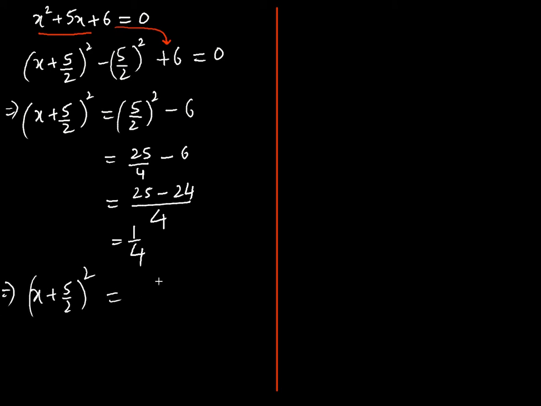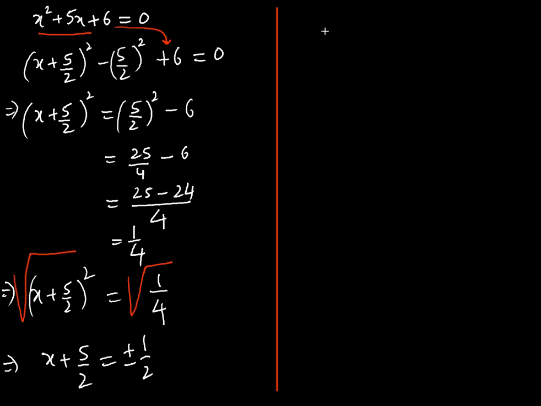Now to solve this, we'll take the square root both sides. By taking this, we get x plus 5 by 2 is equals to square root of 1 by 4, which is nothing but x plus 5 by 2 is equals to plus minus 1 by 2. Solving this, we get x plus 5 by 2 is equals to plus 1 by 2, or x plus 5 by 2 is equals to minus 1 by 2.